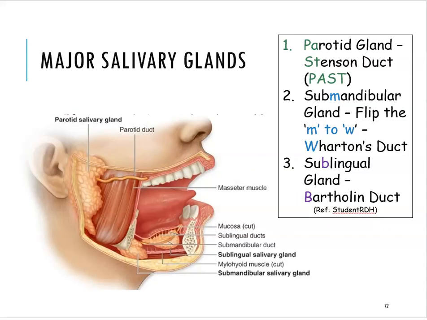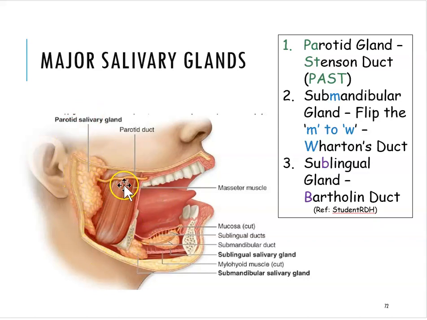Let's look at salivary glands. So salivary glands, there are three major ones that you should know. There is the parotid gland, which is a really big one. There is the submandibular gland, which is just under the mandible. And then there's the sublingual, which is just under your tongue. Okay, and all of these glands make saliva, and then saliva has to come out somehow and enter your mouth. So it has to go through a duct.